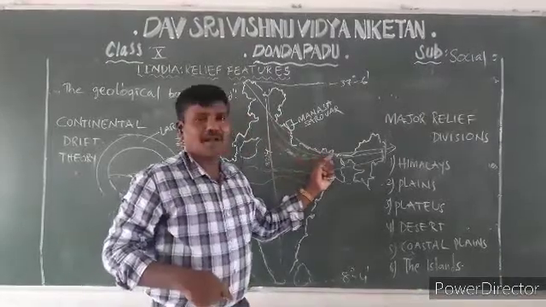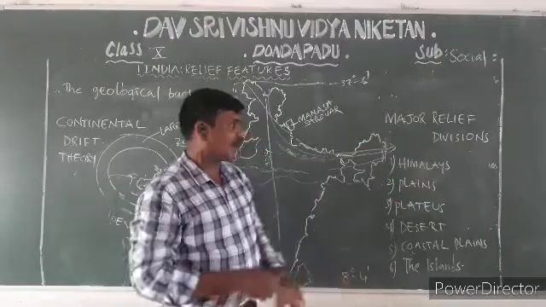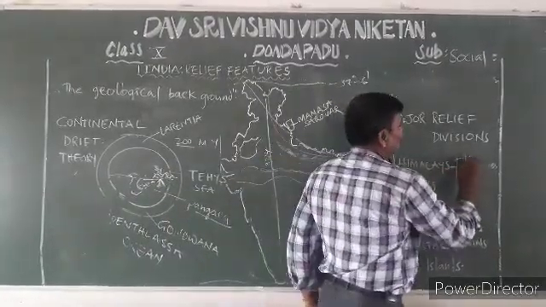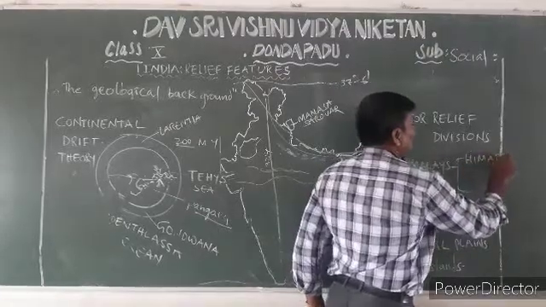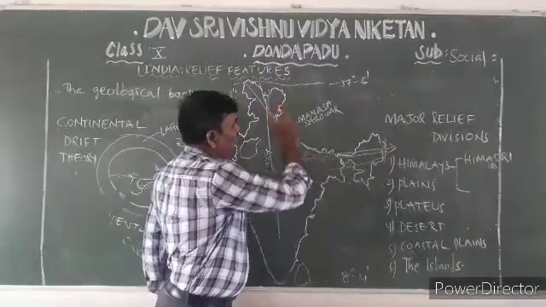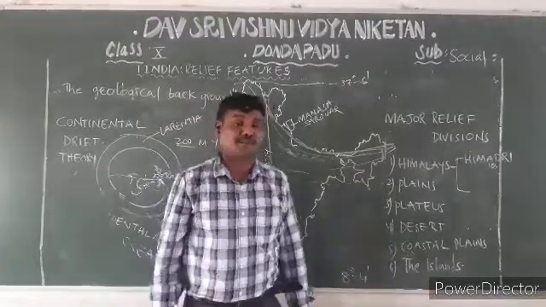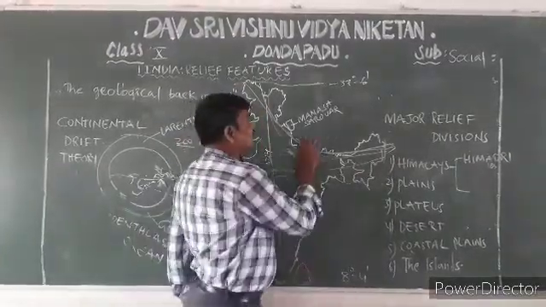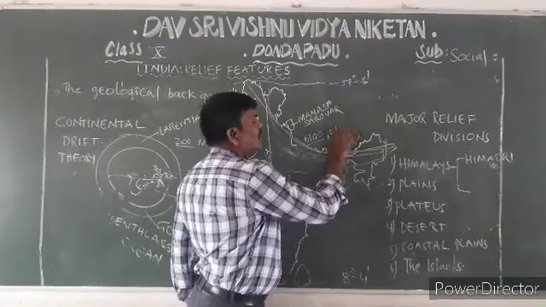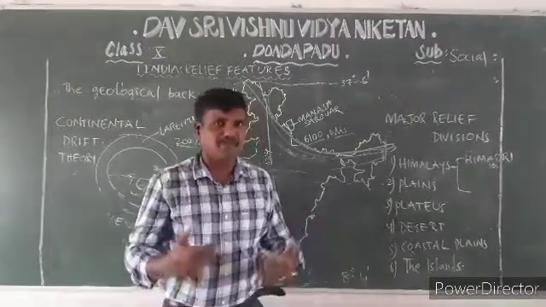Here the Himadri ranges. So I told you Himalayas are divided into 3 parts. First of all, we have to discuss them. Himadri ranges we are discussing. They are the first range of Himalayas. What is the average elevation of Himadri? 6,100 meters. The average elevation of Himadri is 6,100 meters.